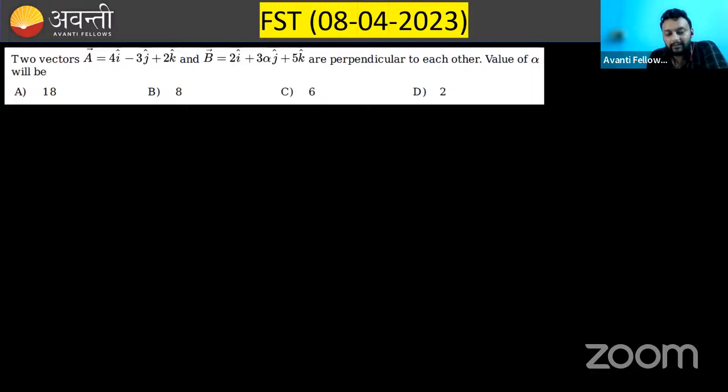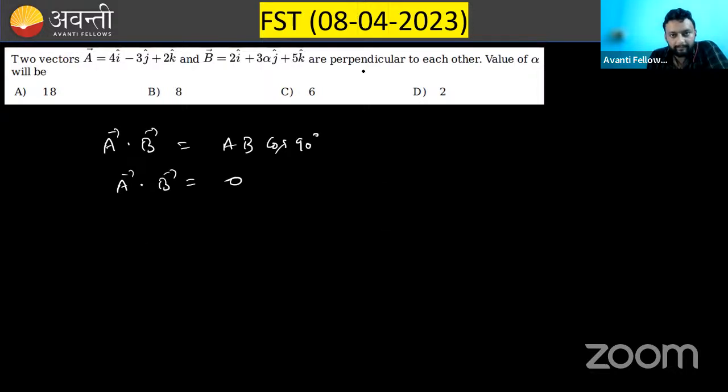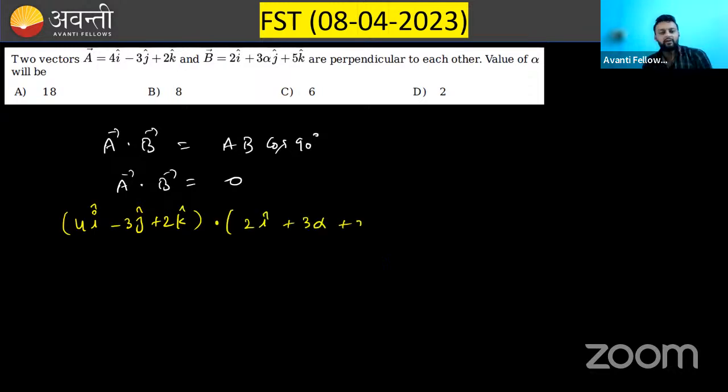Now further, value of A is I minus 3j plus 2k dot 2I plus 3 alpha plus 5k is equals to 0. Very good, Gauri. Gauri has answered option D. Let's check it.